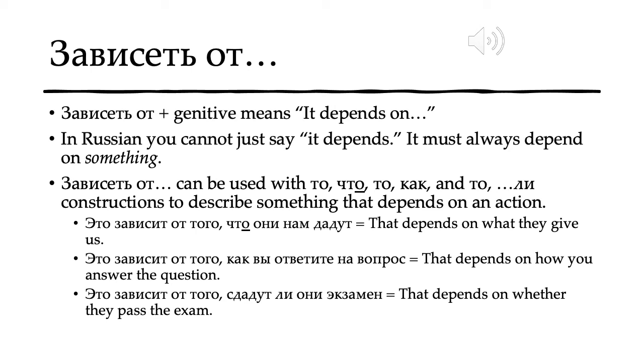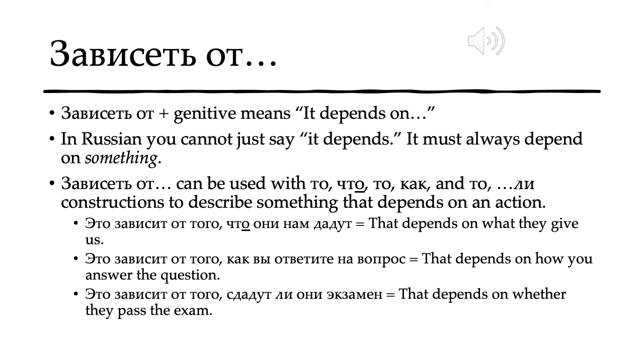Or «Это зависит от того, как вы ответите на вопрос». That depends on how you answer the question. And we can do the same thing with the то, как construction, except that как, of course, is an adverb, and so it never changes, but то goes in whatever case it needs to go in, this instance being genitive. We can also use it with a ли construction, meaning whether. So, for instance, «Это зависит от того, сдадут ли они экзамен». That depends on whether they pass the exam.